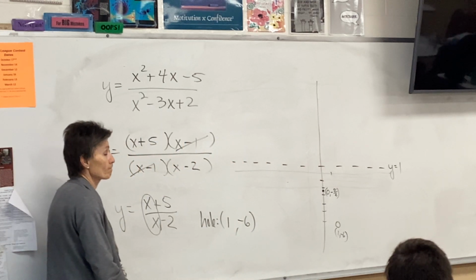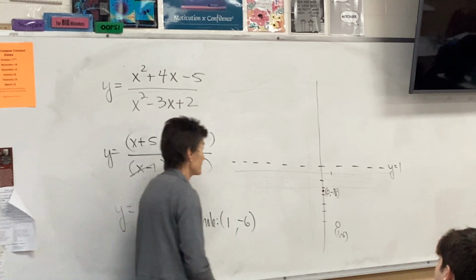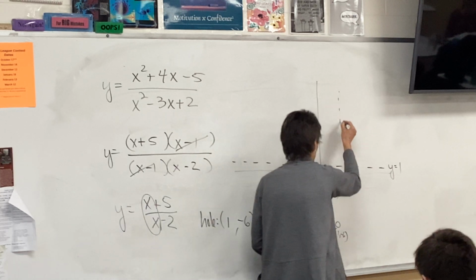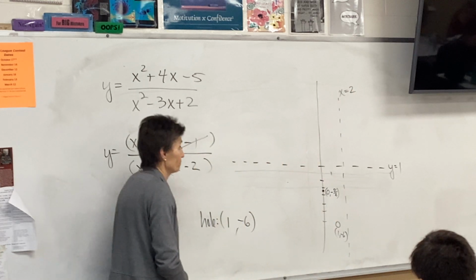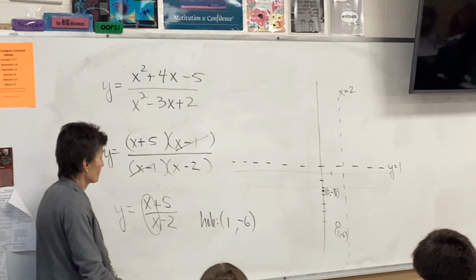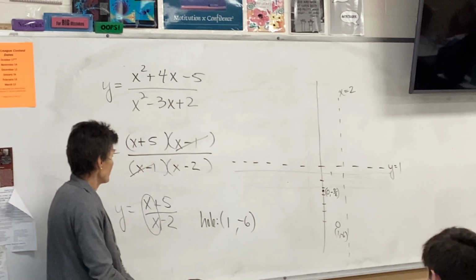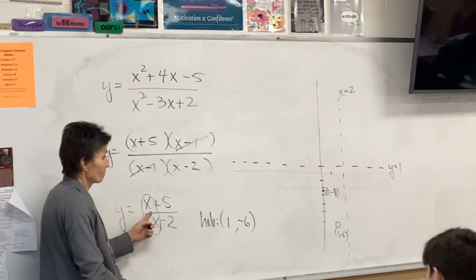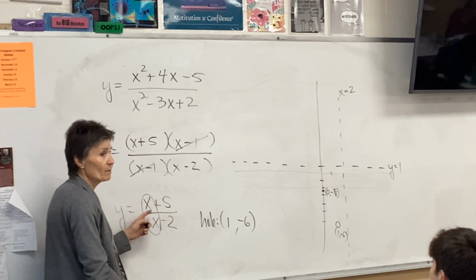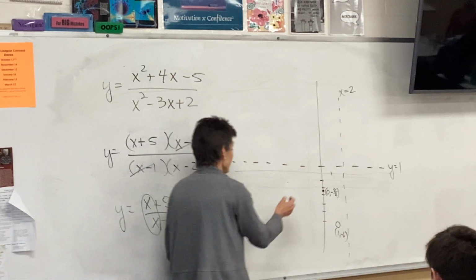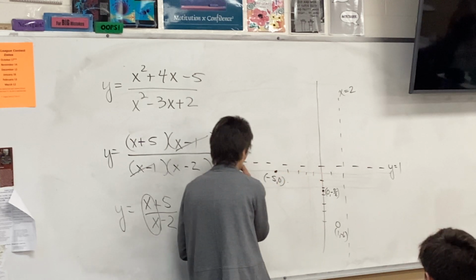Okay, the vertical asymptote is at x equals 2, because that's what makes the denominator 0. And what blank is still not filled in? X-intercept. What's our x-intercept? How do we find the x-intercept? Negative 5. What makes the top 0? Okay.